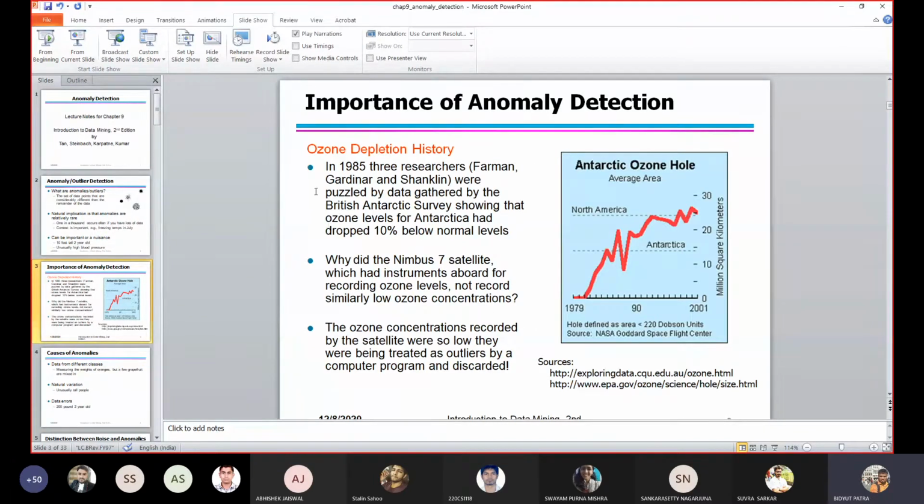Here is a story like that, the ozone depletion history. It was found in the Antarctica region, surveyed by human beings, the British Antarctic Survey, that there was a 10% drop in the ozone level from the normal levels. But there was a dedicated satellite to observe it, and that satellite was not observing this behavior. So finally, what was found? The satellite is actually controlled by a program.